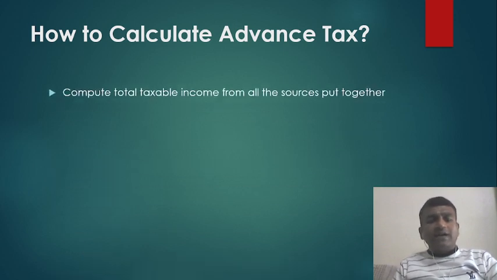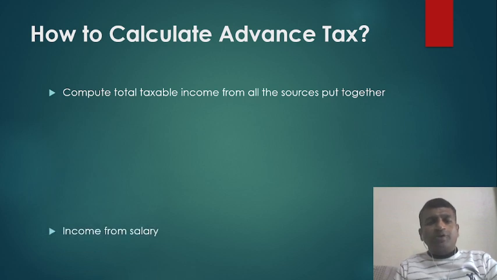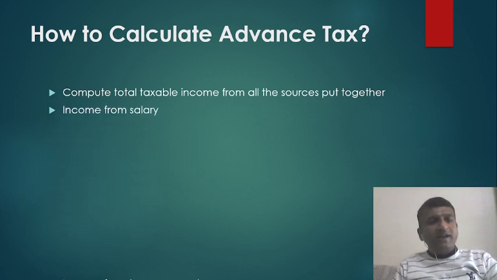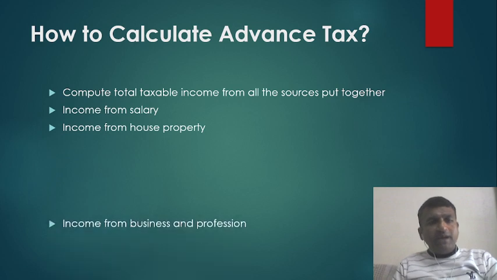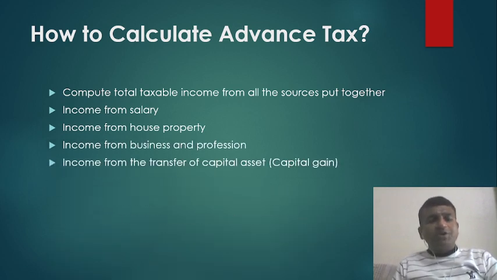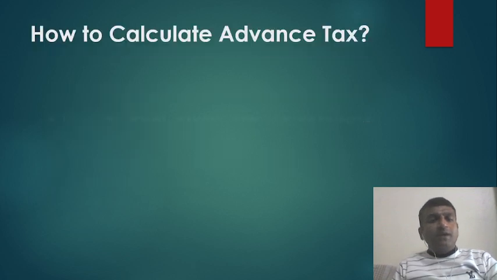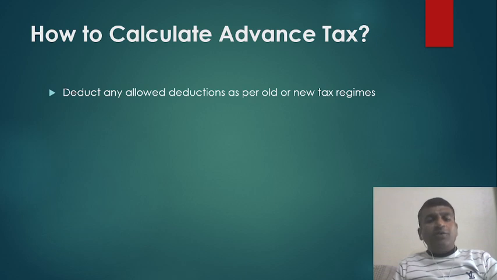Compute your total taxable income from all the sources put together. Income from salary, income from house property, income from business and profession, income from the transfer of capital asset, that is capital gain, income from other sources. You add them together. Now you deduct any allowed deductions as per the old tax system or the new tax system. The tax regime that you are going to consider has to be decided by you only.